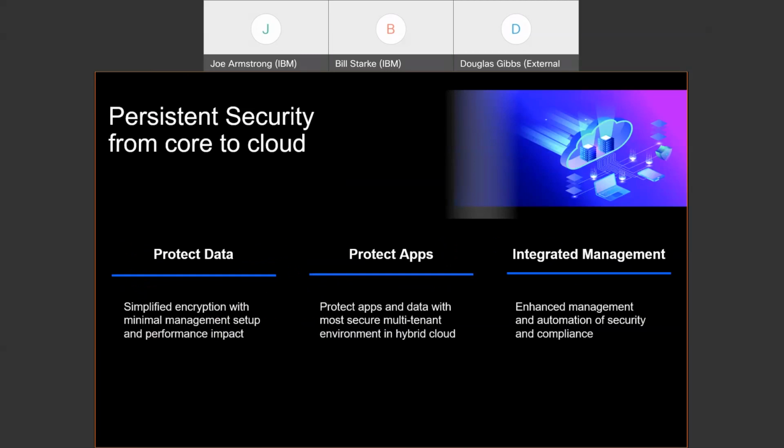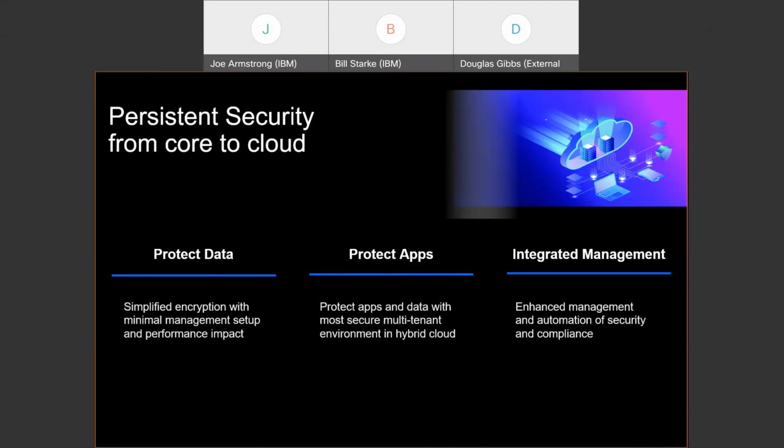You have to protect your data. You have to protect everything. You have to protect your apps from being hacked and your system management, right? So you have to look at the whole scale. You can't just look at data or just your apps. You have to look at the whole thing here. And Power10 is really designed to help in all three of these areas.